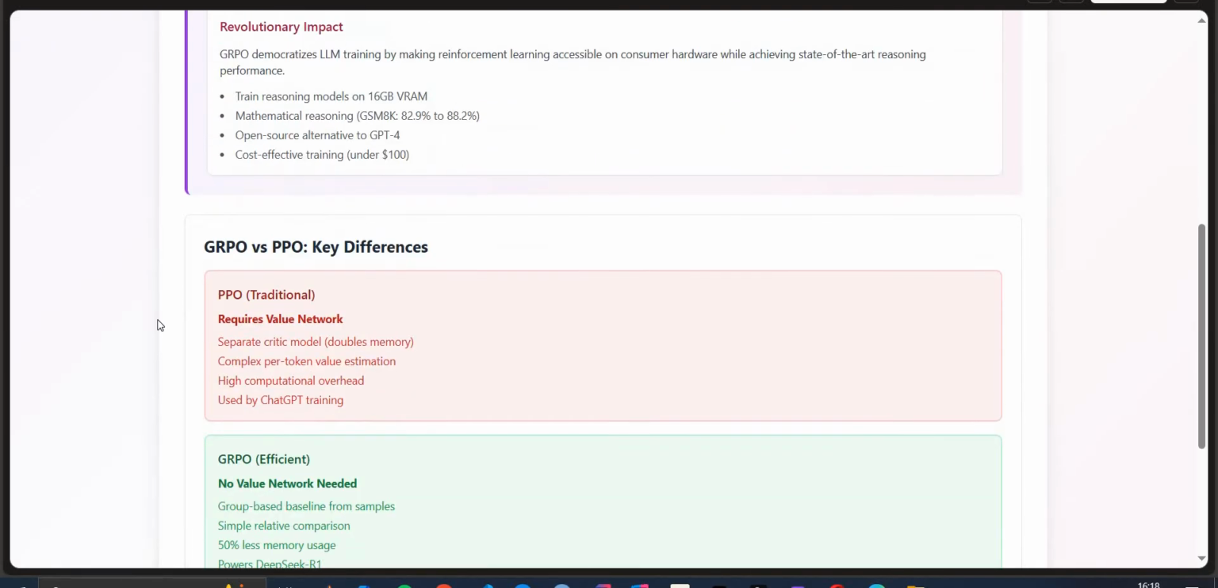And yes, you can think of GRPO as a smarter, lighter version of PPO. It does the same kind of reinforcement learning update but without the heavy overhead.